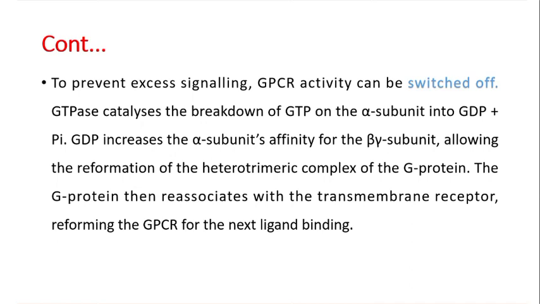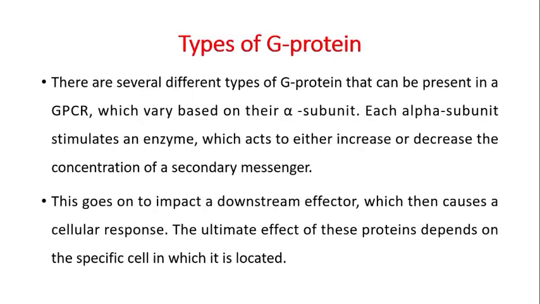It allows the reformation of the heterotrimeric complex of the G protein, the alpha, beta, gamma associated with the membrane protein. So the G protein then reassociates with the transmembrane receptor, reforming the GPCR for the next ligand binding.